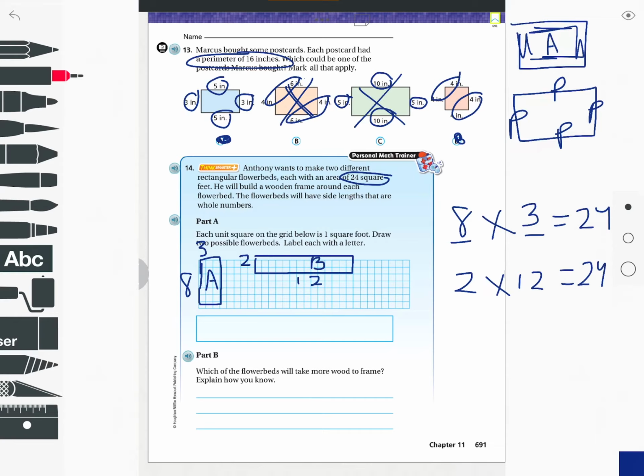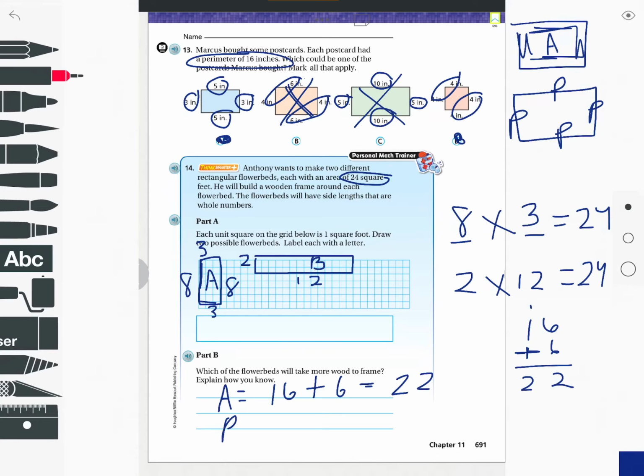So then part B says, which of the flower beds will take more wood to frame? That means that's the perimeter. I want to know how much on the outside it will take. Well, for flower bed A, I will need 8 plus 8 plus 3 plus 3. So I know 8 plus 8 is 16, and 3 plus 3 is 6. So I know that 16 plus 6 will be 22. I can even check here. 6 plus 6, 12, carry the 1, and 22.